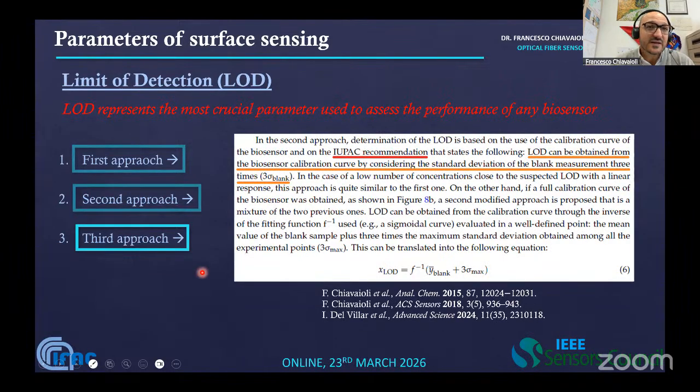Another simple but effective way is to use the recommendation given by IUPAC, a standardized society that we will know in engineering as well. The LOD can be retrieved from the calibration curve by considering the signal of the blank plus 3 times the standard deviation of the blank. By simply inverting the calibration curve, we can retrieve the concentration at the limit of detection.